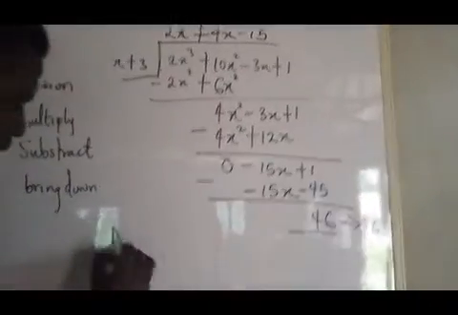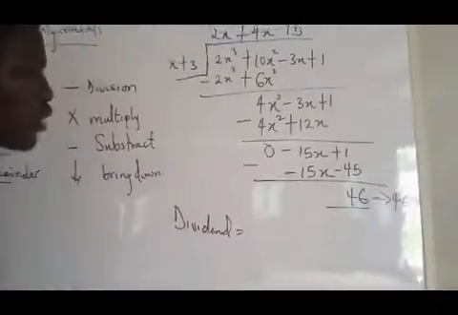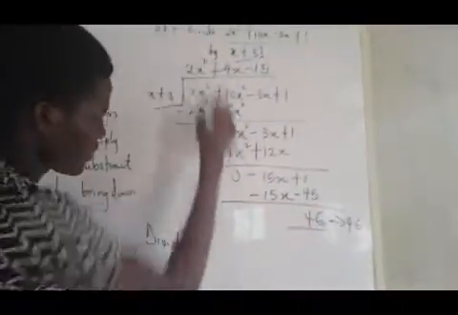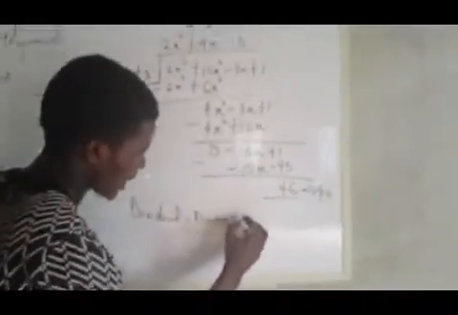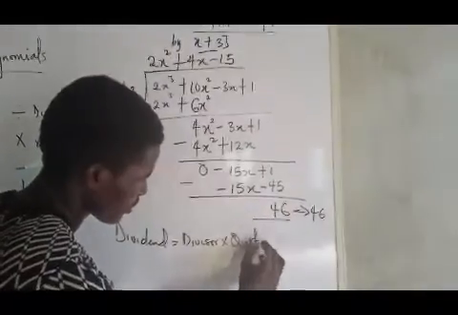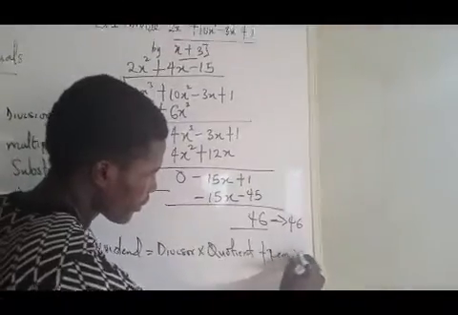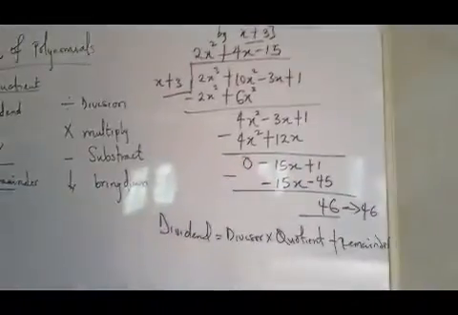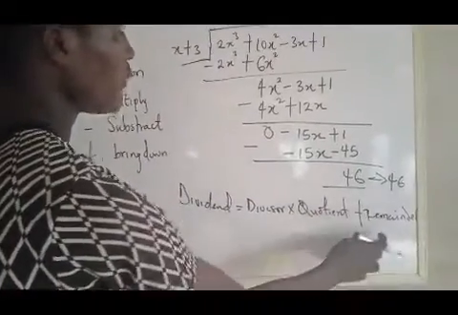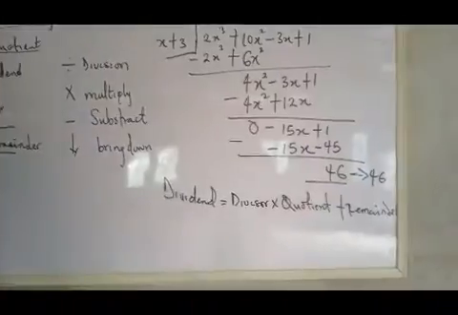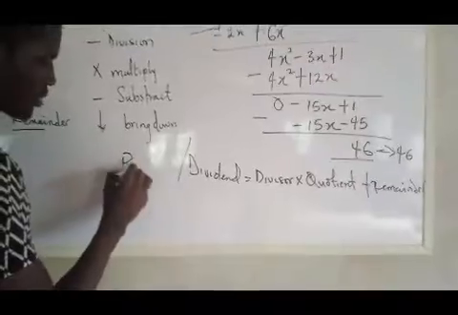So now I want you to check something. Our dividend is equal to the divisor multiplied by the quotient, plus the remainder. So if you do your divisor times the quotient plus the remainder, it will give you the dividend we have here, or it will give you the polynomial. So if you don't want to call it dividend, you can call it polynomial.